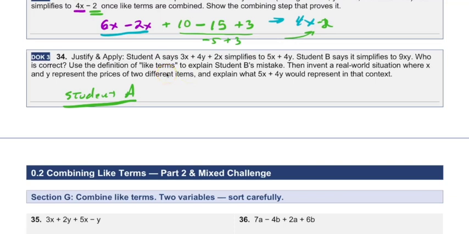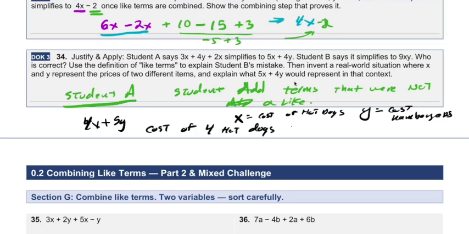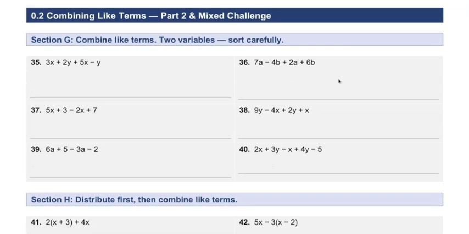Okay. So Student A is correct. Explain Student B's mistake. Student B added terms that were not alike. Probably the best way to say that. Then invent a real-world situation where x and y represent the prices of 2 different items and explain what 5x and 4y represent. So we're going to say x is the cost of hot dogs and y is the cost of hamburgers. 5x plus 4y would be the cost of 5 hot dogs and 4 hamburgers. So that's why you can't just add them up. What is this 9xy thing here? That's an example. Okay, I think last page.